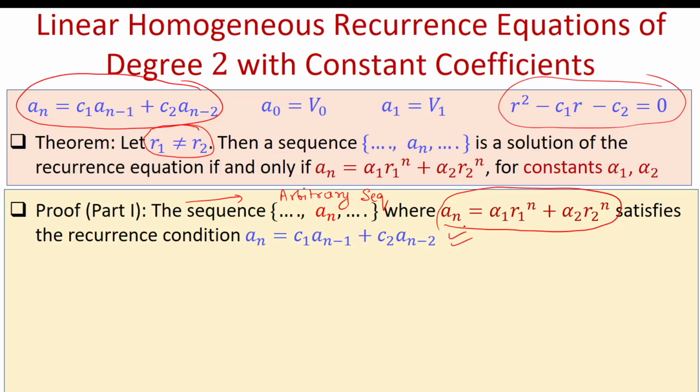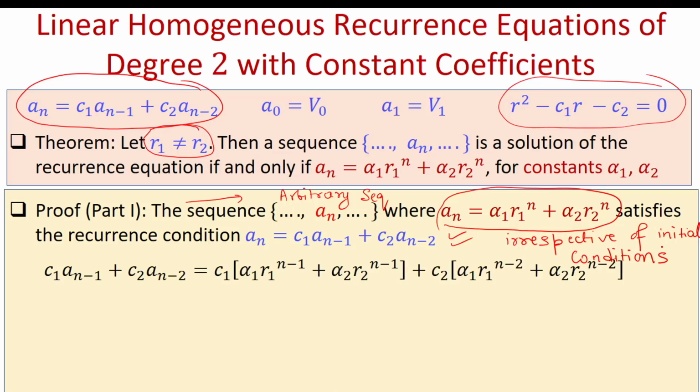So let's prove that. And this is true irrespective of the initial conditions, mind it. That means what we are trying to prove is it doesn't matter what the initial conditions are, the nth term of that sequence will be of this form. So let's prove that. And the proof is very simple.